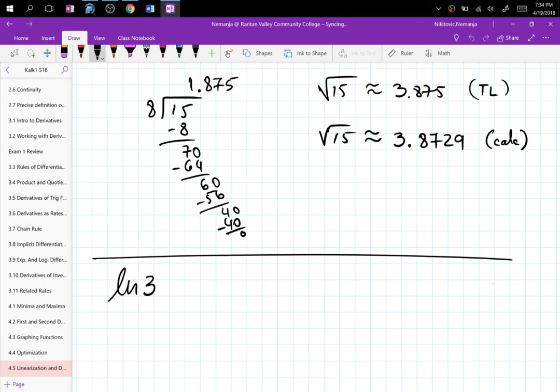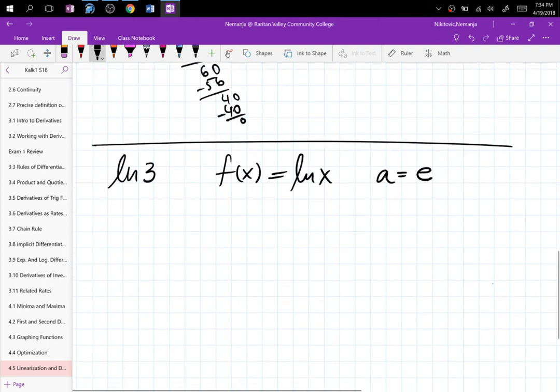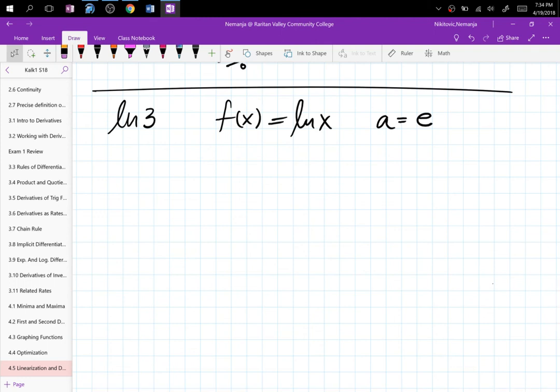E, beautiful. E is 2.7, right? About 2.7. So f of x is going to be ln x, and the value for our tangent line is going to be e this time. Again, zero calculator use. We are going to find very precisely what ln3 is. And you can do this for whatever else you want. So let's go.